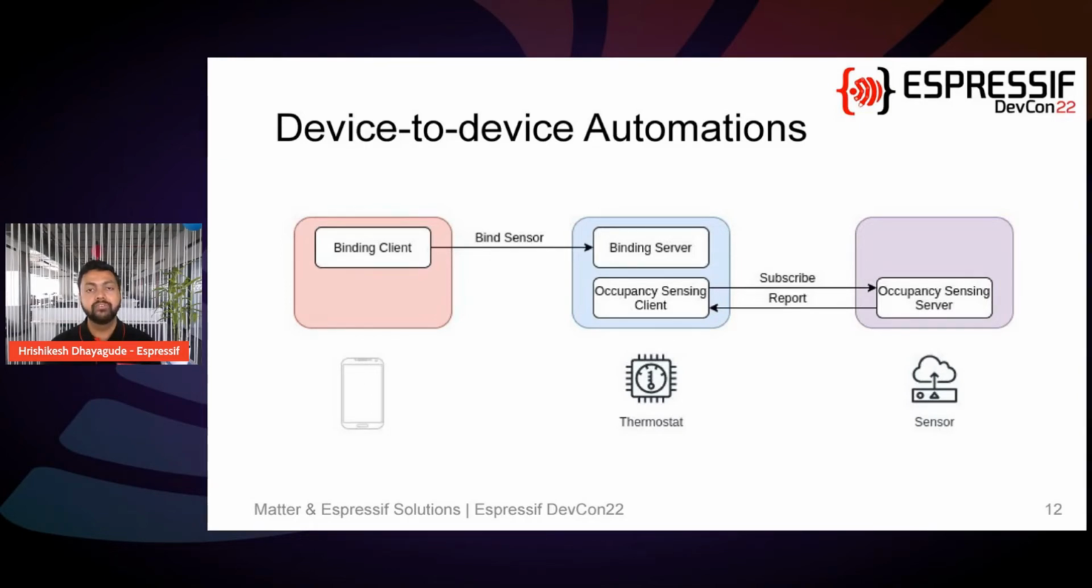The commissioner first commissions both the thermostat and the sensor into the same Matter network. Once that is done, it can bind the sensor with the thermostat. After that, the thermostat establishes a secure session, that is CASE, with the sensor. The thermostat can then subscribe to attributes on the sensor, say the occupancy attribute in this case. Then, when there is any change in the occupancy attribute, the same is reported to the thermostat.